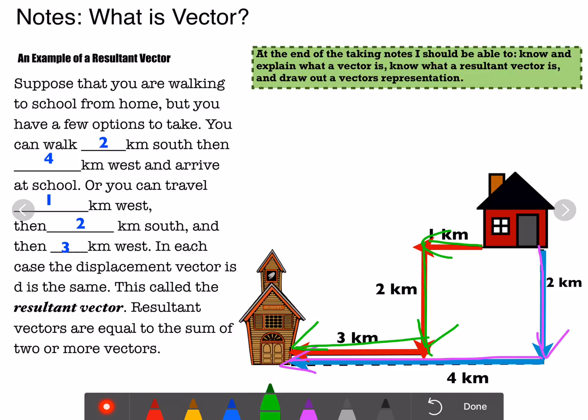Just like using different paths, you go the same distance even though it might seem longer or shorter. In each case, the displacement, which is what we call a displacement vector, is the same. This is called a resultant vector. Resultant vectors are equal to the sum of two or more vectors. That seems important.